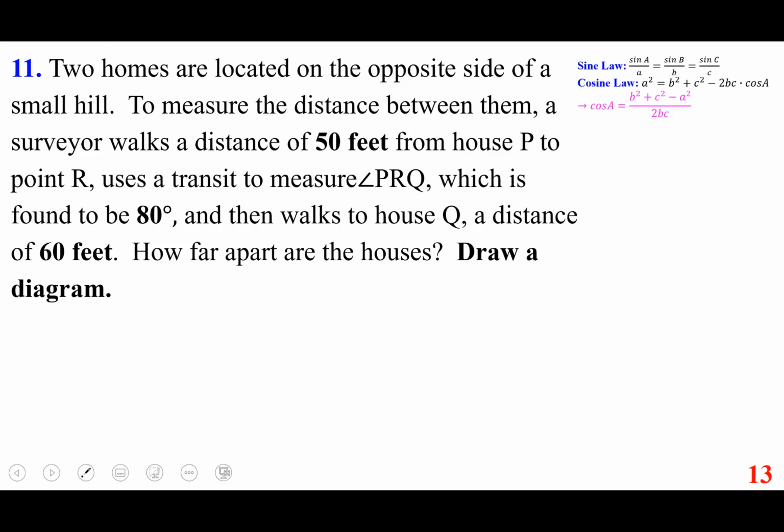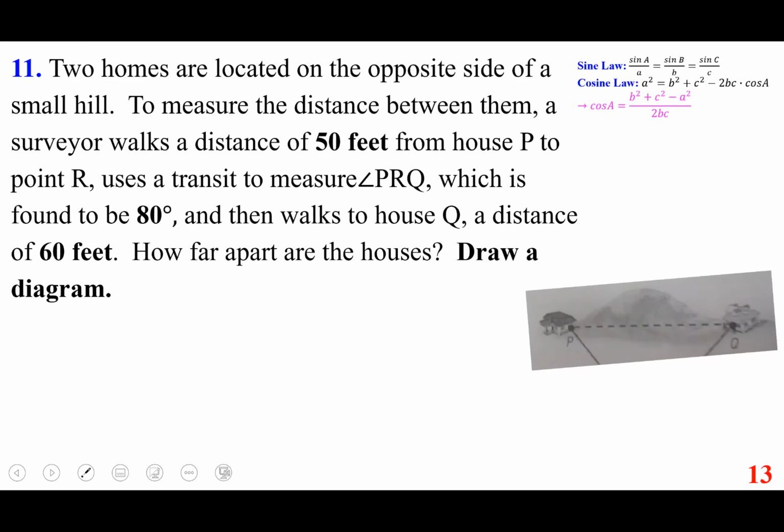Two homes are located on the opposite side of a small hill. To measure the distance between them, a surveyor walks the distance of 50 feet from house P to point R, uses a transit to measure angle PRQ, which is found to be 80 degrees, and then walks to house Q, a distance of 60 feet. How far apart are the houses? Draw a diagram.